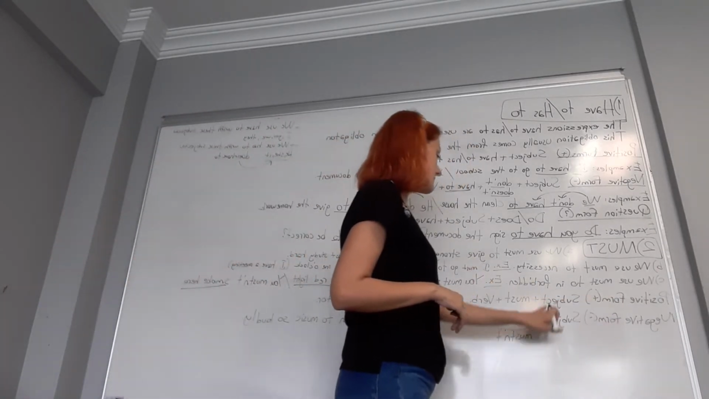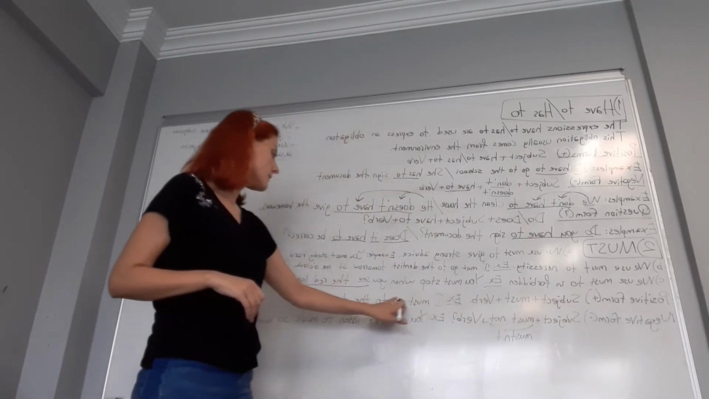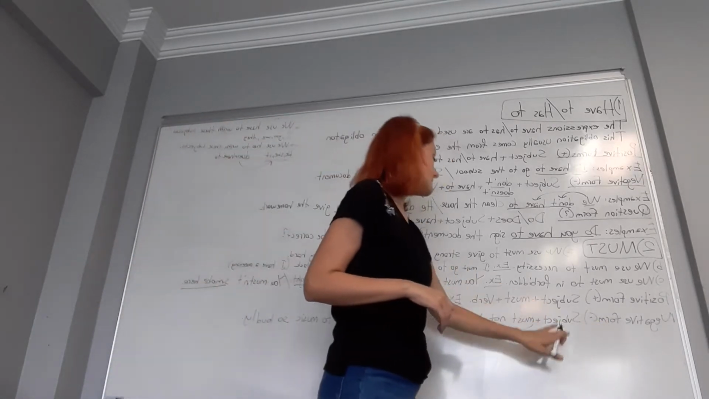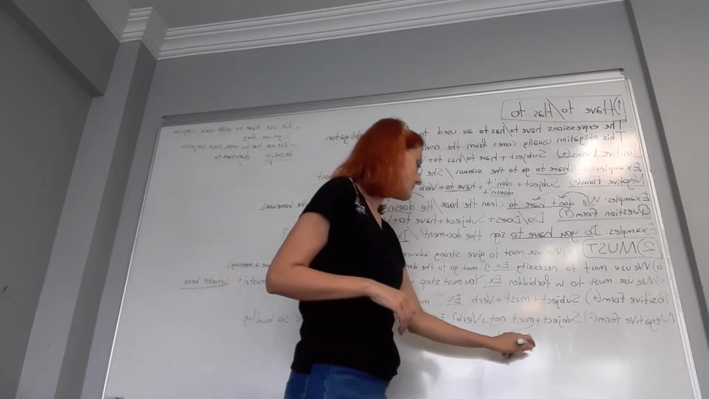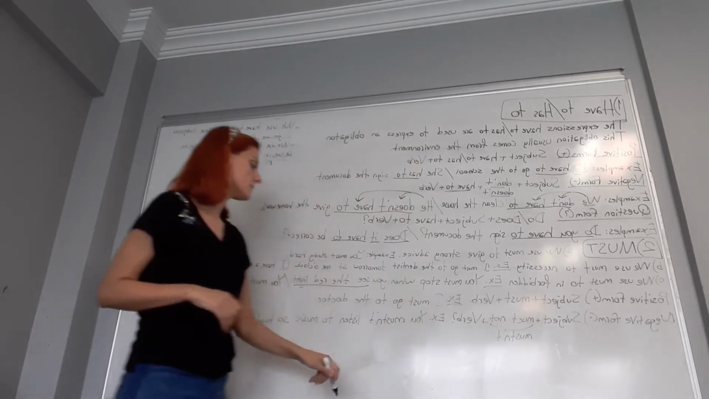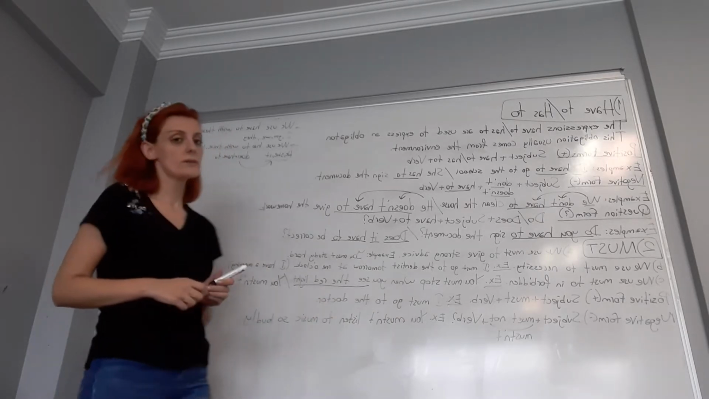Positive form: subject plus must plus verb. Example: I must go to the doctor. Negative form: subject plus must not, mustn't, short version, plus verb. Example: you mustn't listen to music so loudly.